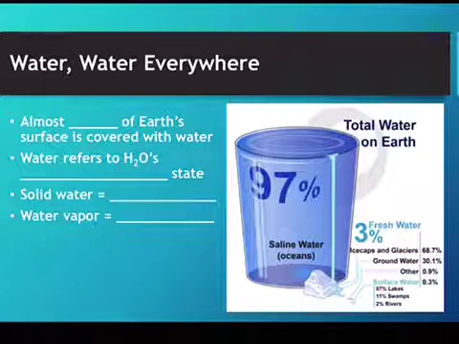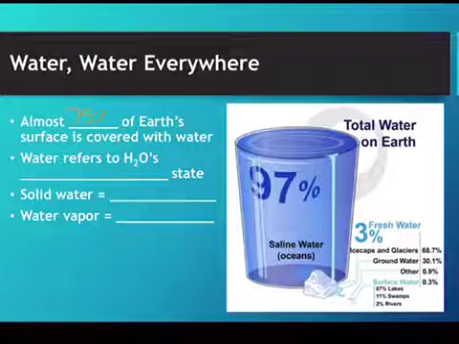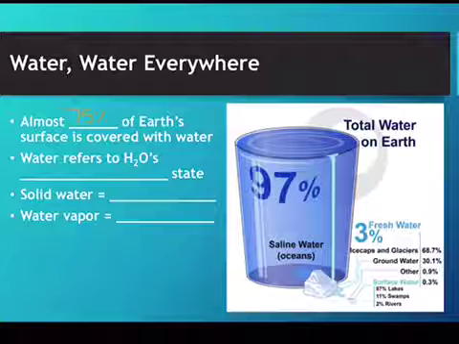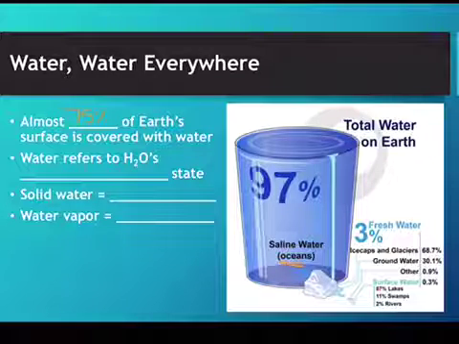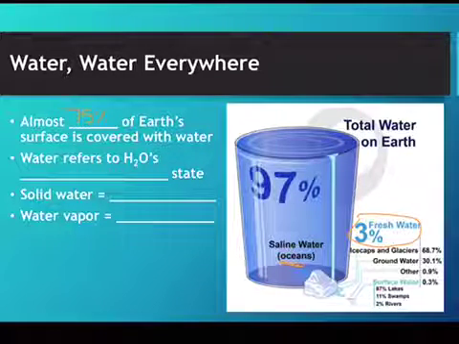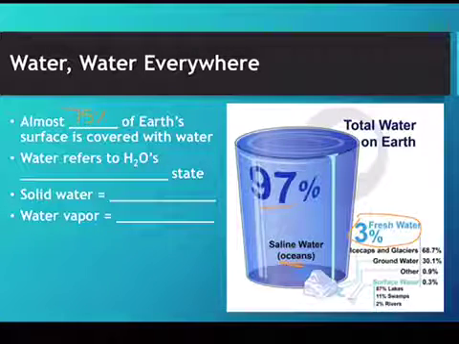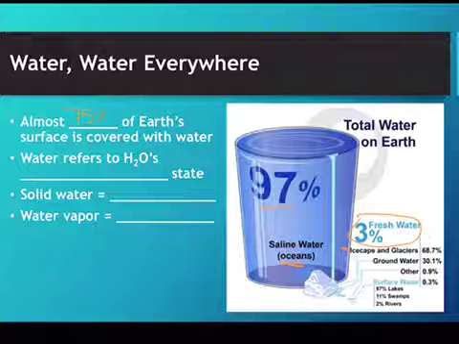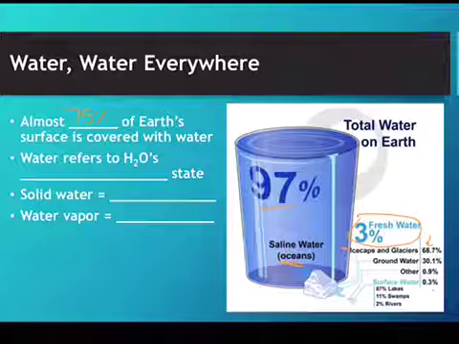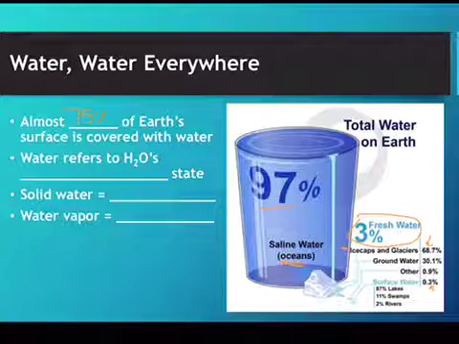So almost 75% of Earth's surface is covered with water. The majority of that is ocean water. 3% is fresh water, so the 97 plus the 3 gets us the 100. Of this 3% fresh water, most of it is in ice caps and glaciers. Second, we have groundwater, and then lastly, we have about 0.3% in surface water.